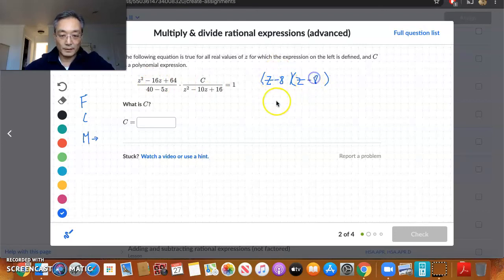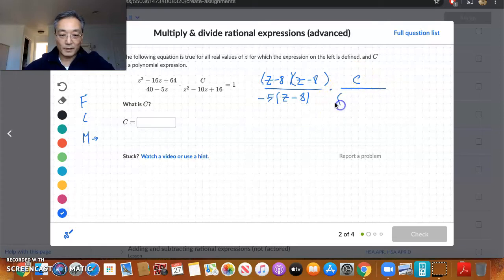Like that. Over, and again, always write this in standard form. So I'm going to take out a negative 5, right? Which leaves me with z minus 8. Negative 5 times negative 8 is positive 40. Negative 5 times z is negative 5z. Okay. Times, now we don't know what c is, so we'll just leave it.